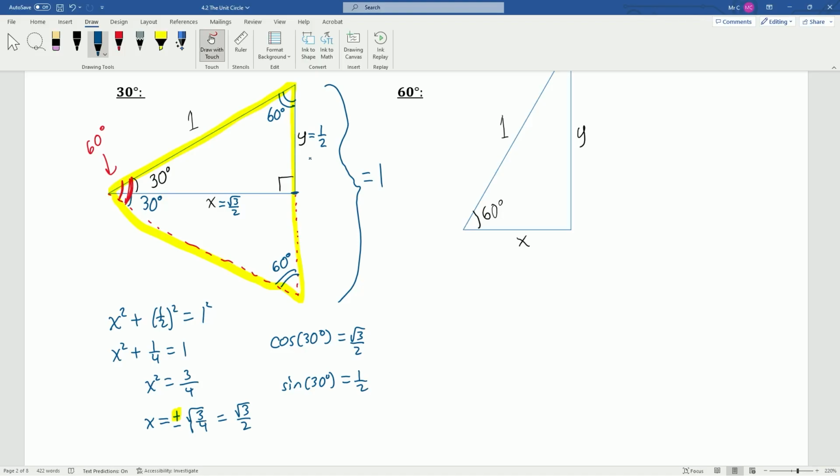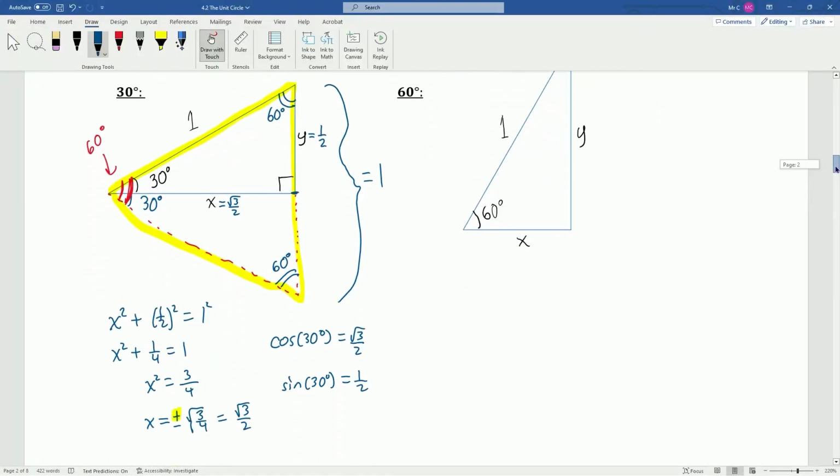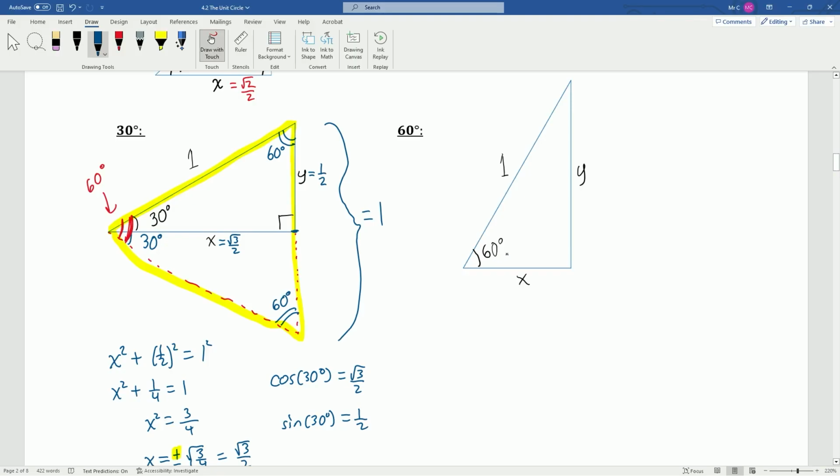Okay, so now we have one more case that we're considering here. We looked at the 45-degree triangle, the 30-degree triangle. Now we're looking at the 60-degree triangle, and this seems like it's tricky, except that if this is 60 degrees, that means this angle is 30 degrees. So these two are actually the same triangle, just flipped around. So the geometry is exactly the same. That tells us x here is 1/2, and y is the square root of 3 over 2. And so cosine of 60 degrees is 1/2. And sine of 60 degrees is the square root of 3 over 2.